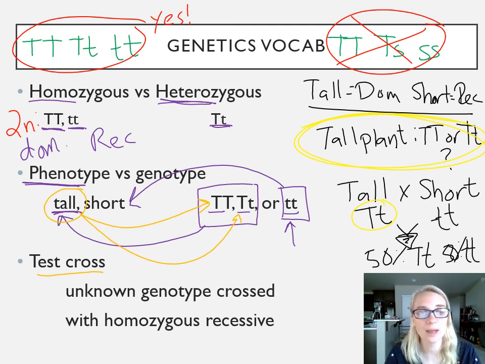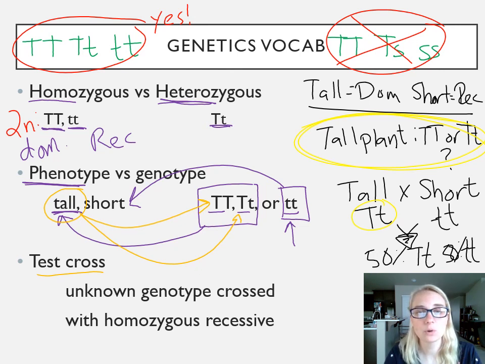So here's some vocab. Really make sure you're comfortable: homozygous dominant, homozygous recessive, heterozygous. Be able to understand what that means. Phenotypes and genotypes, be comfortable using that terminology. Understand the nature of what a test cross is, knowing that you can solve mysteries by crossing with a known homozygous recessive.